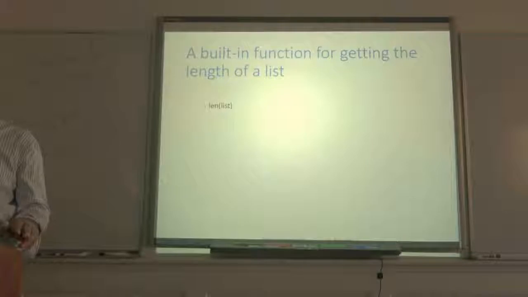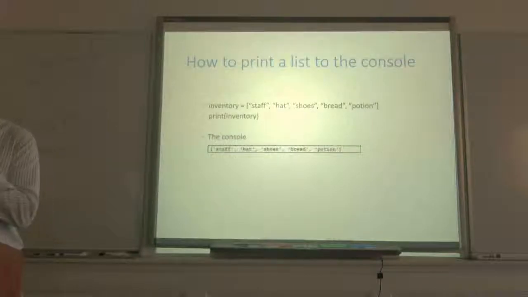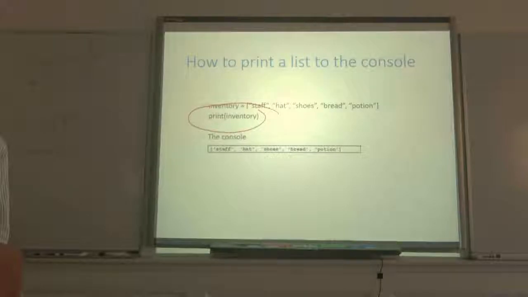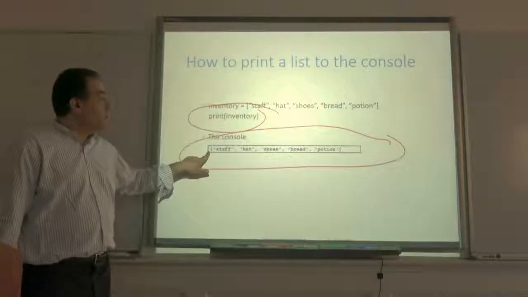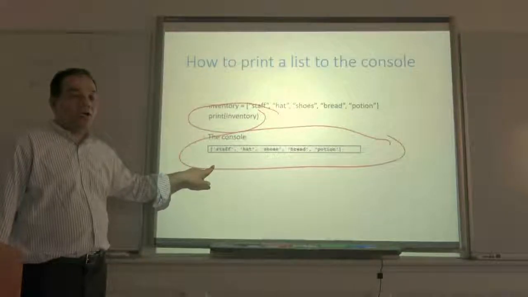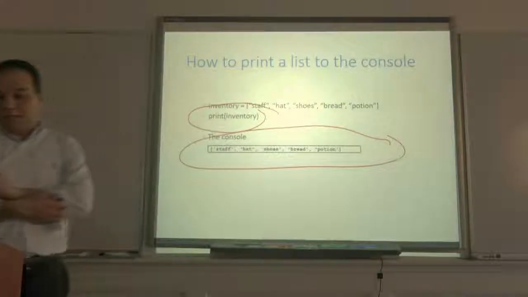There is length. What does length do? It gives you the length of the list. How to print a list? Very simple. Print inventory. Inventory is the name of the list, and it will print it for you nicely with the brackets. If I say print type of inventory, what will print for me? Class of list.